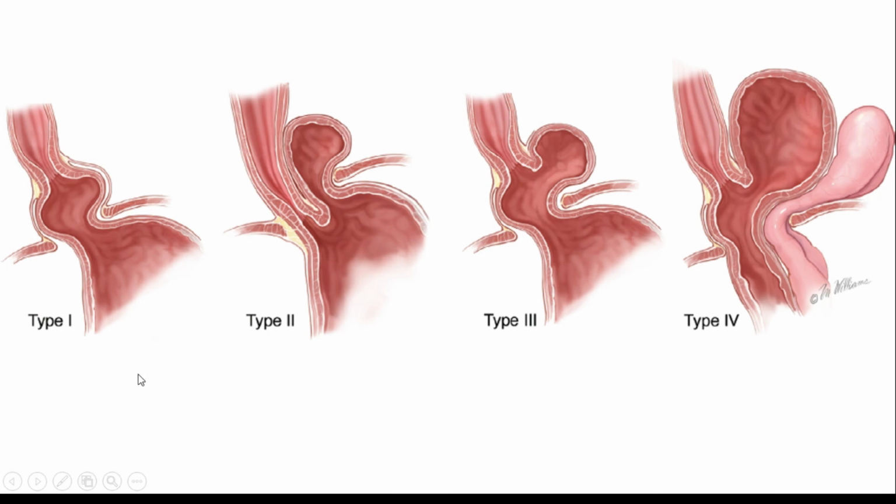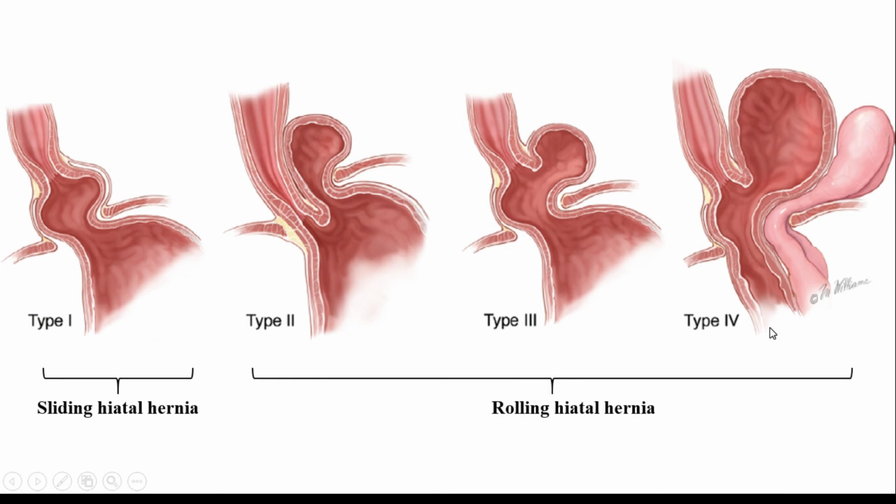And the type 1 is also known as sliding hiatal hernia. Type 2, 3 and 4, they are known as rolling hiatal hernia. In sliding hiatal hernia, the junction moves up, and in rolling hiatal hernia, the fundus moves up. See, these are the fundus. But if both the junction and the fundus move up, then they are known as mixed. So the last two types, type 3 and type 4, they are mixed, and type 4 is actually the more severe form of type 3 hiatal hernia.